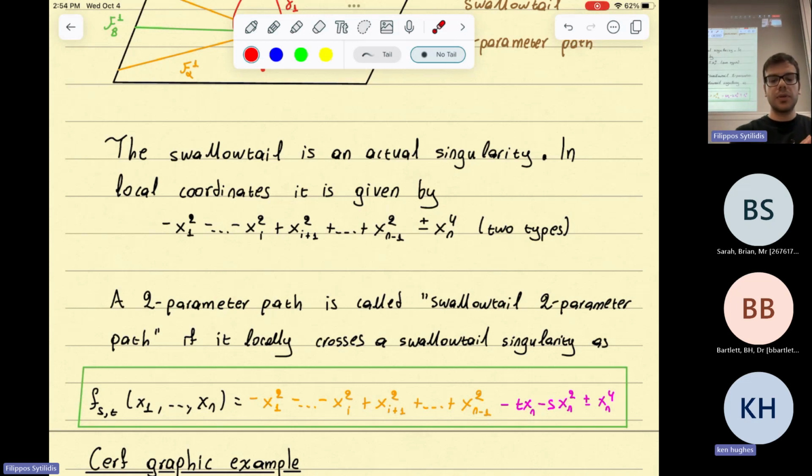And then a two parameter path that crosses a swallowtail singularity will generically look like this one. So remember, it's the same thing that happened when we introduced cusp critical points and then introduced birth-death paths. Birth-death paths were like SERF paths that crossed cusp critical points in a generic way. Similar thing is happening here. We introduce swallowtail singularities, and then we introduce two parameter paths that cross a swallowtail singularity in a generic way, and those are the swallowtail paths.